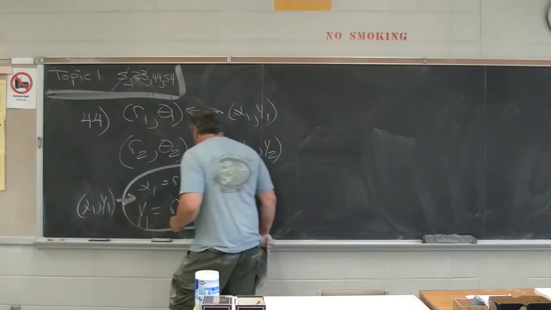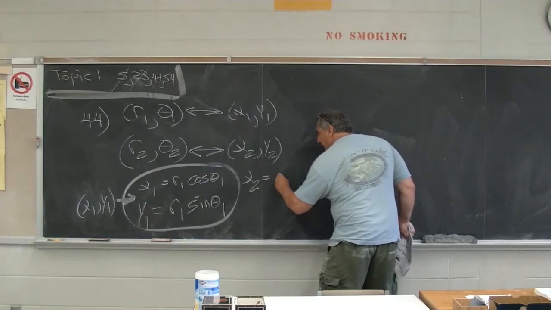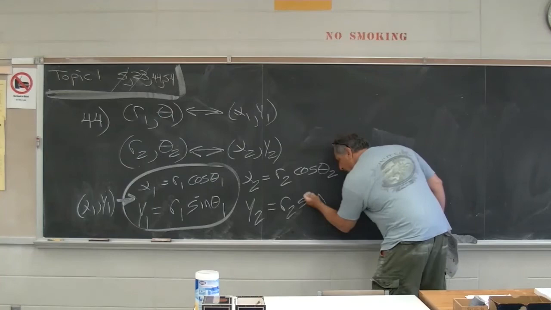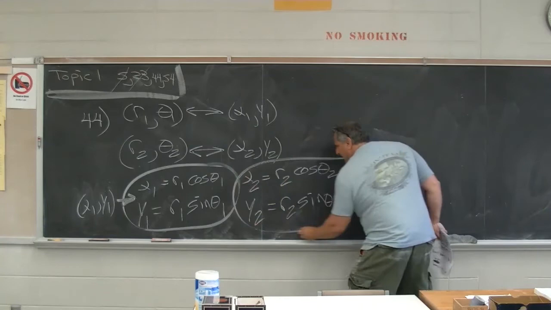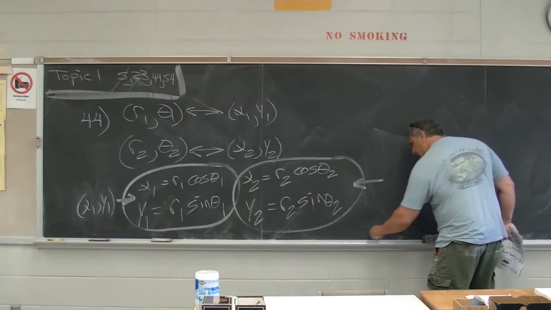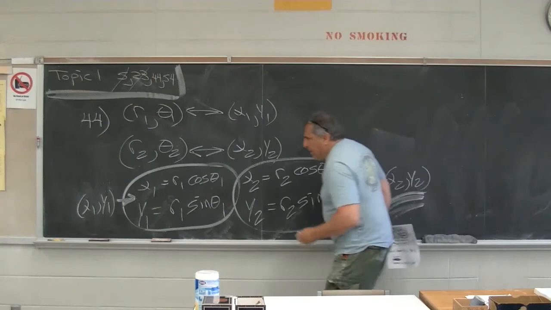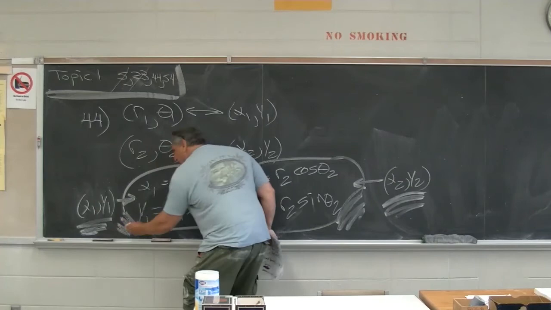And, you know, we've said some other stuff here. We said x2 is going to be r2 cosine theta 2. y2 is going to be r2 sine theta 2. We got this. And this stuff is associated with x2, y2. So this guy right here is all that, and this guy right here is all that.